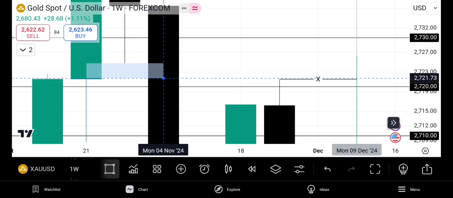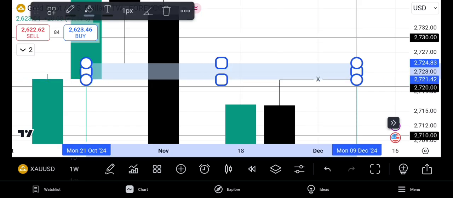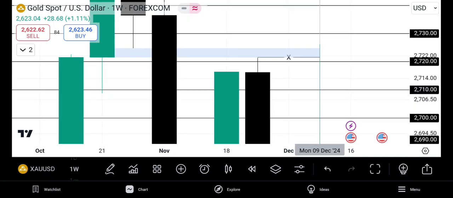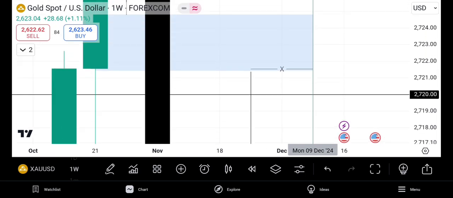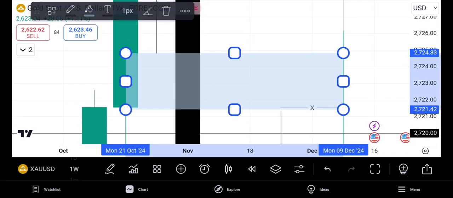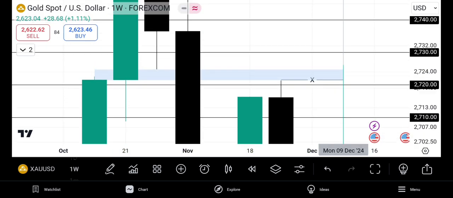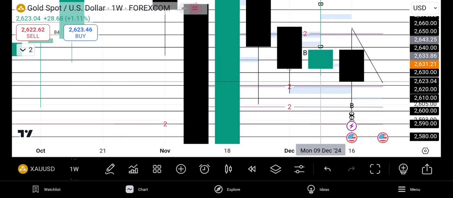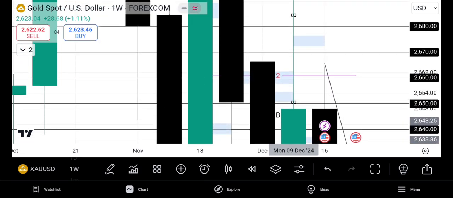The market mitigated this FVG, took off this high, this previous week high, and then mitigated an FVG, covered up even up to this zone here. It did that, and then started selling to the downside. And then closed back up here.